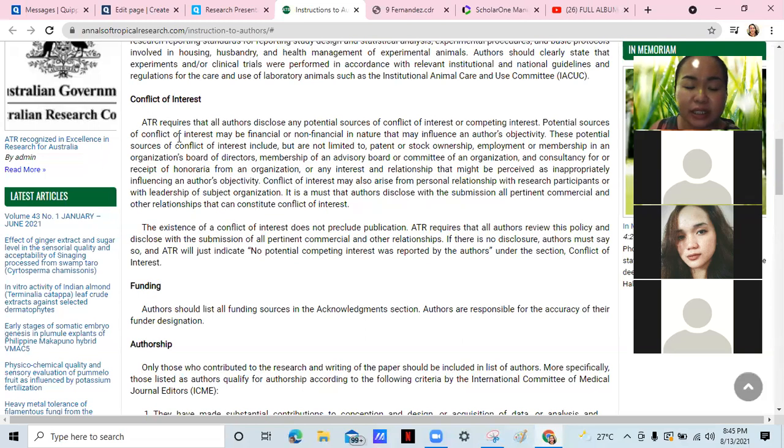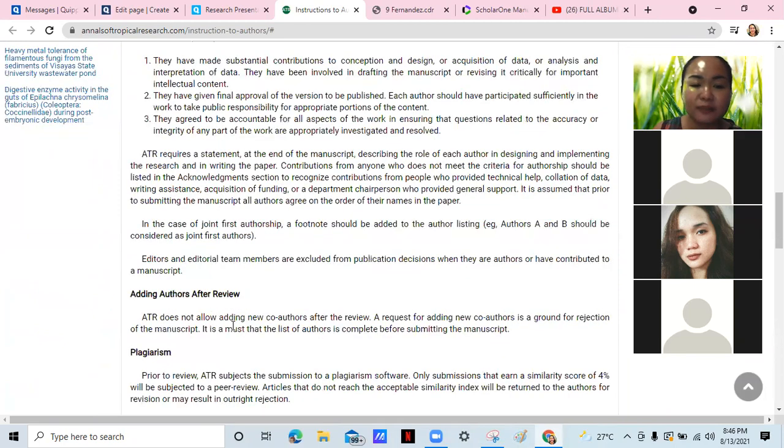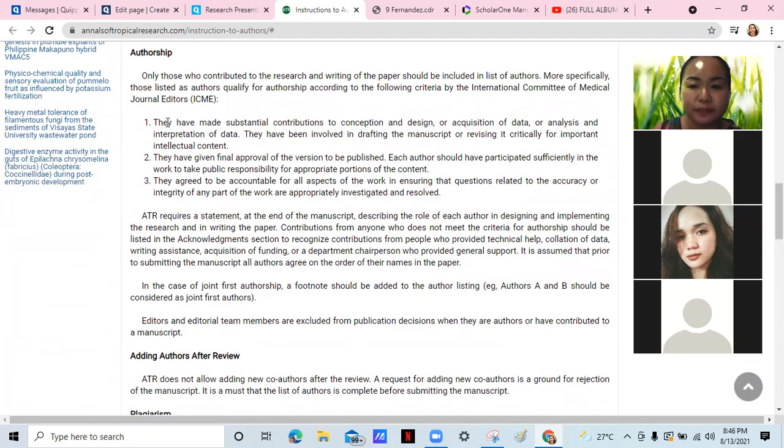Conflict of interest is another one. So, if you are the reviewer and you have a personal relation or personal conflict with the researcher, you will not be part of this review because of conflict of interest. And the funding should always be indicated. And this, very important, is the authorship.